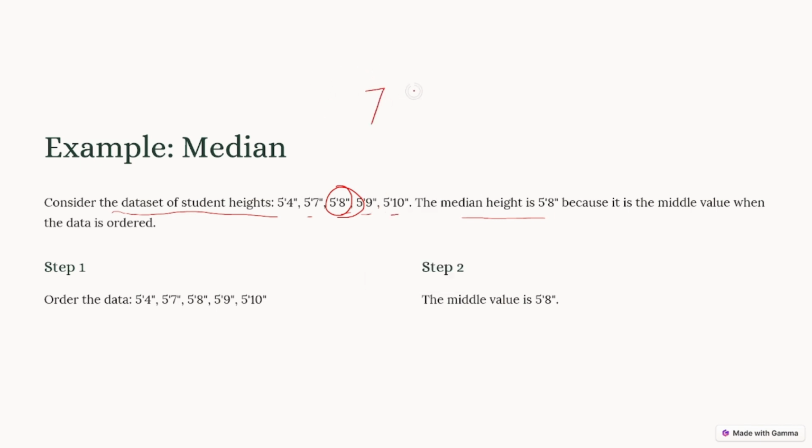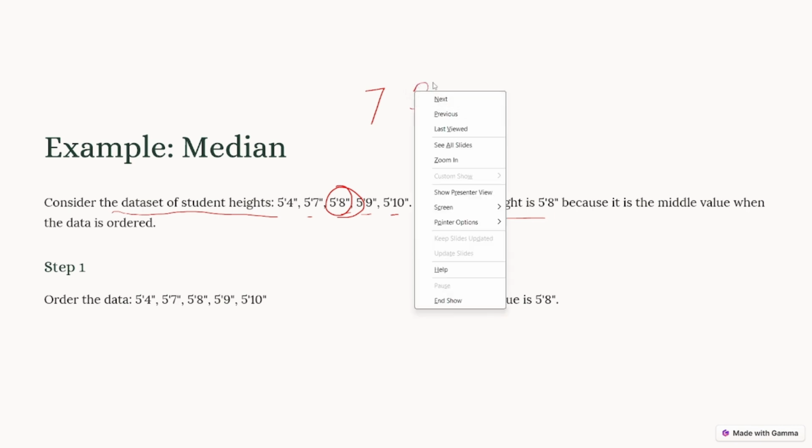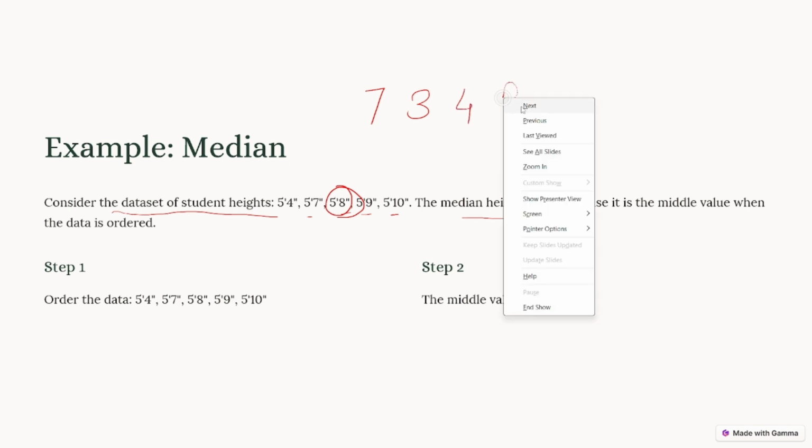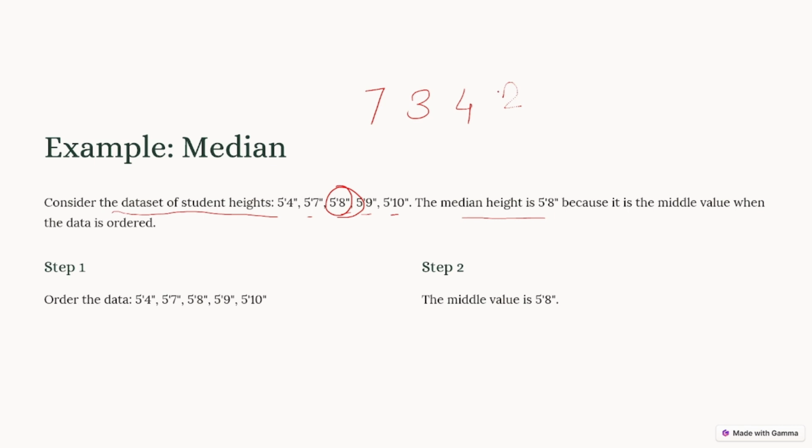7, 3, 4, 2, 9. So what is the middle-most value? Or you can decide. In that case, you can't directly decide that 4 is the median value.